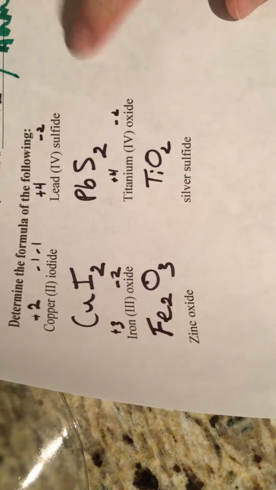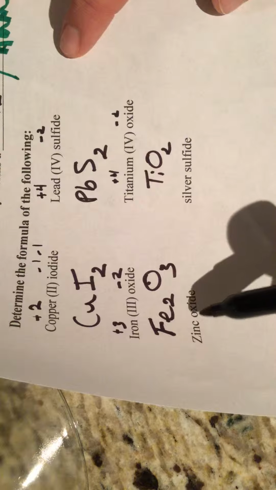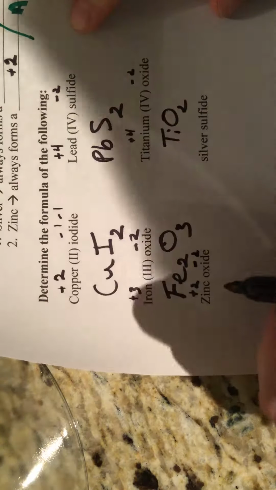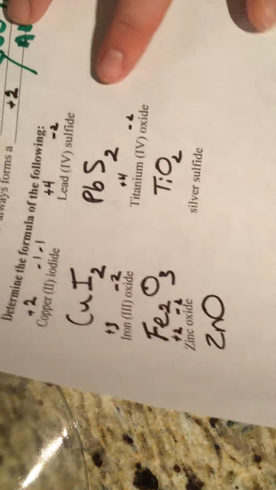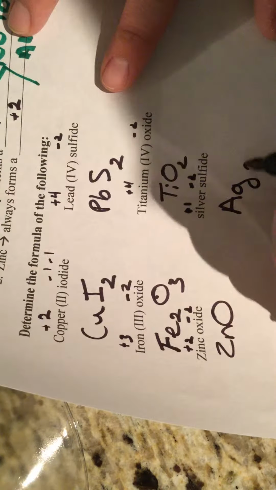TiO2. All right, look, here it is. There's the exception. There's no Roman numeral with zinc because it does not need it, because it doesn't switch. So zinc is a +2, oxygen is a -2. We're good to go. And lastly, silver +1, sulfur -2, Ag2S.